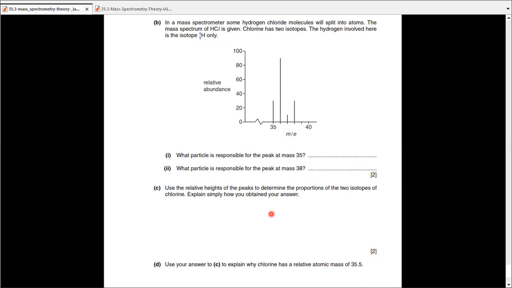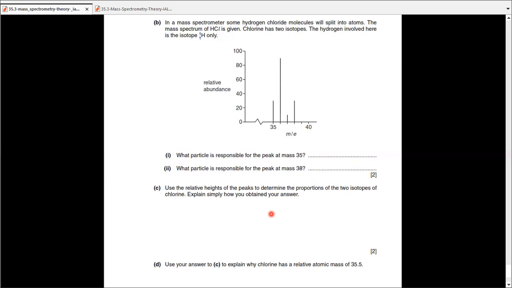Now, what would be responsible for the peak at mass 38? Free radical, chlorine? No. Don't write negatives. This is not chloride ions, right? Remember, usually what we have in a mass spectrum are either the positive ions or the free radicals, not the negative ions.